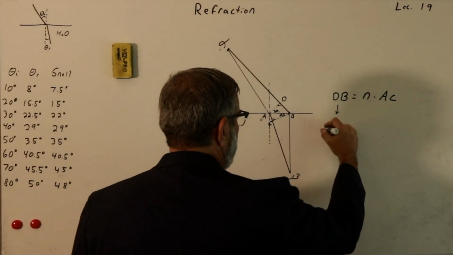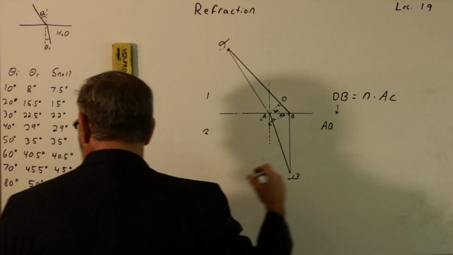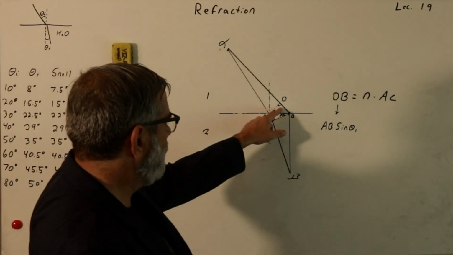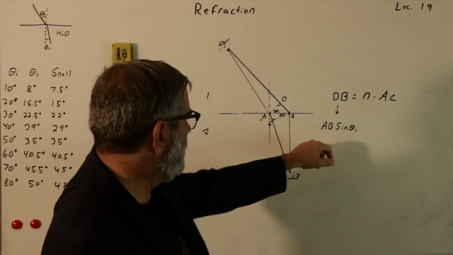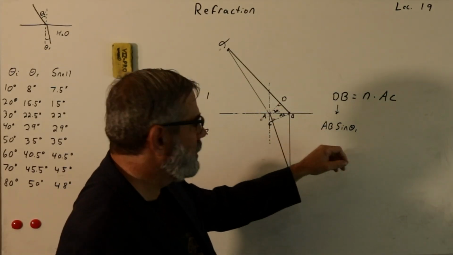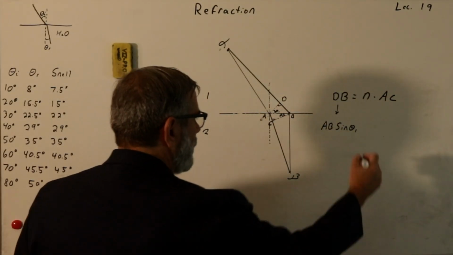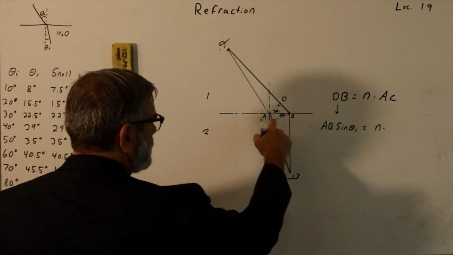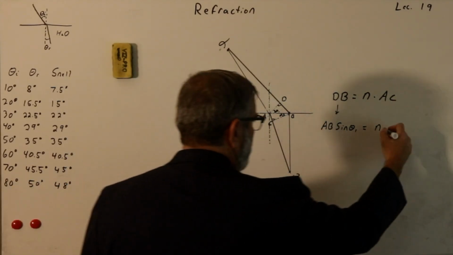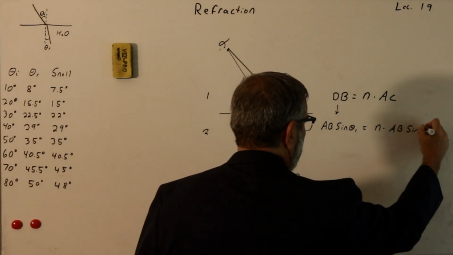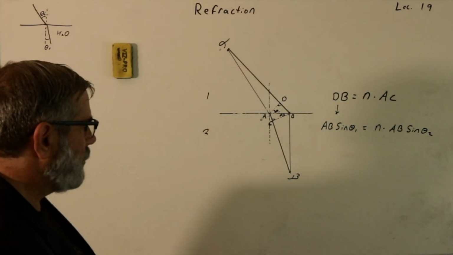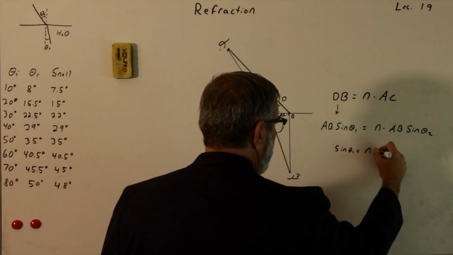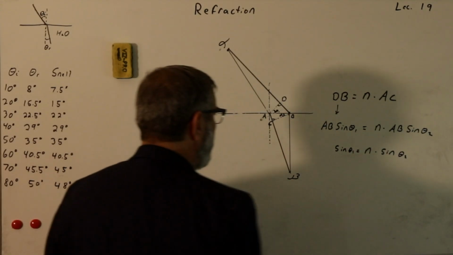So this I can write as AB, that's the hypotenuse, times the sine of theta 1. The opposite is this side dB, see? So dB divided by the hypotenuse, that's what the sine of theta 1 is, times AB will just give me dB back. This should be equal to N times, well, AC is this leg here. That's the opposite to theta 2. So I can take AB again times the sine of theta 2. Divide both sides by the common hypotenuse, and I get that the sine of theta 1 is equal to n times the sine of theta 2.